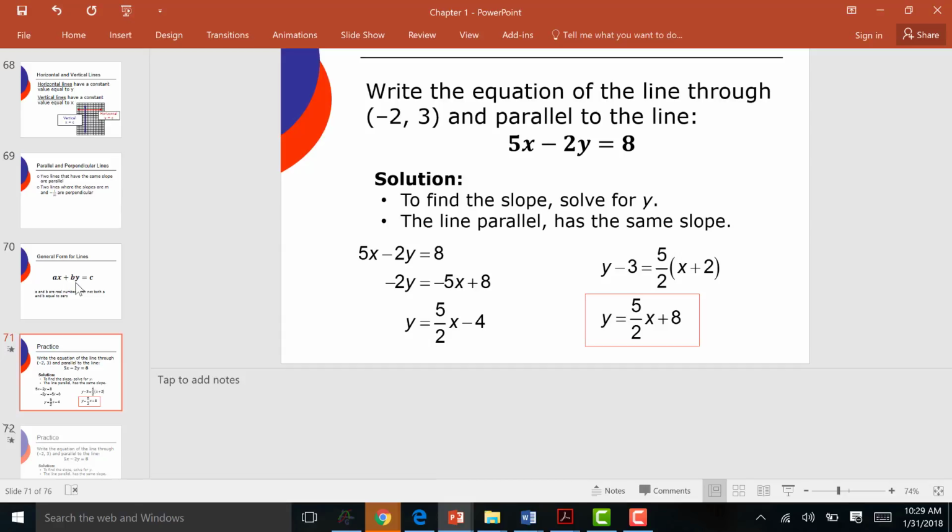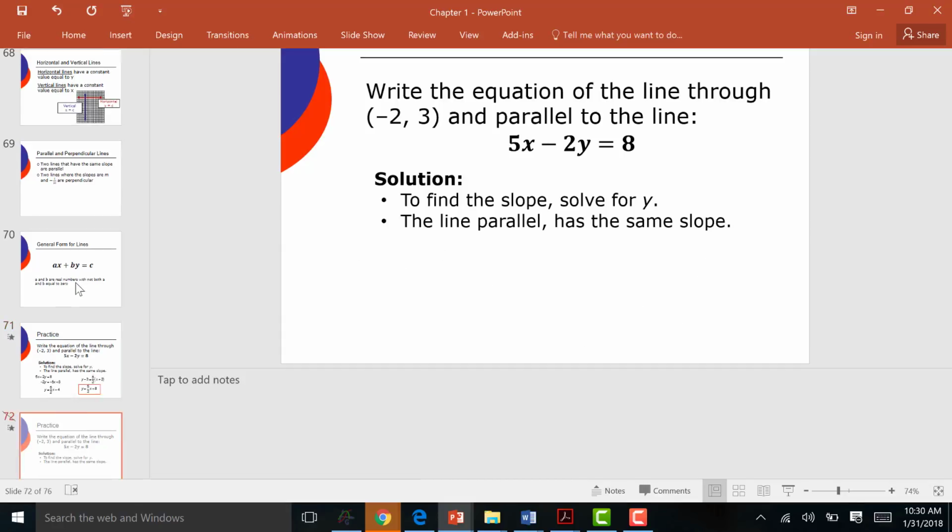Now, notice it asks you for what kind of equation, because we're dealing with what kind of lines? Parallel lines. So, did I need to do anything special with my slope? No, because the slope of parallel lines is the same. So we didn't have to change our slope. Now, in the next slide, guess what it's going to ask you to do?